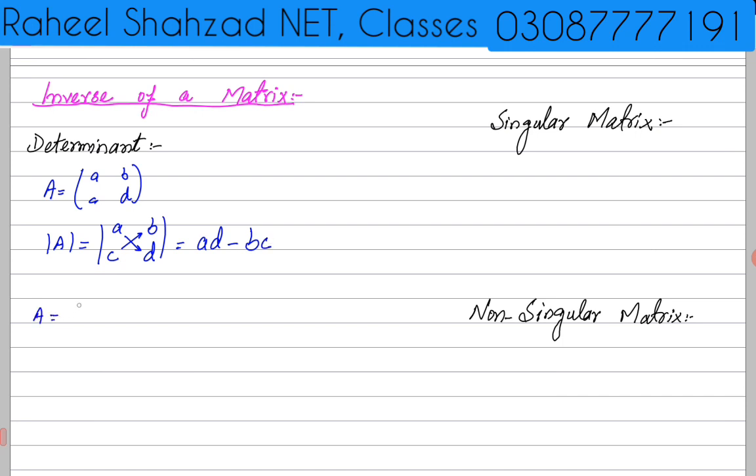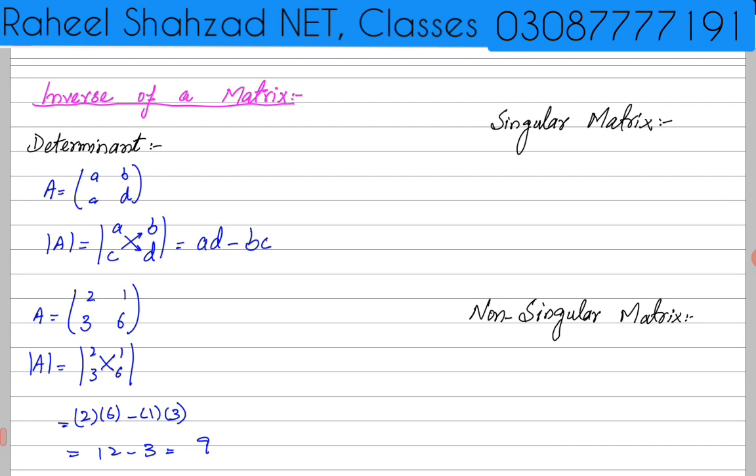For example, if I have a matrix A = [2, 1; 3, 6], then the determinant of A is going to be 2 into 6 minus 1 into 3, that is 12 minus 3, which is equal to 9. Now this is a number, a scalar that is representing the determinant of the matrix. Now there are two definitions related to this. One is singular and the second one is non-singular.